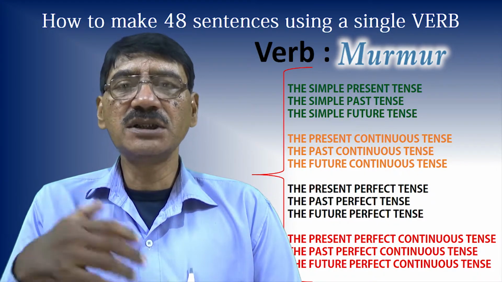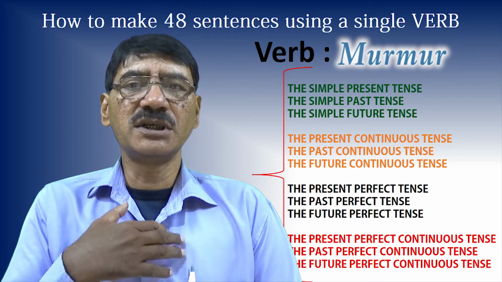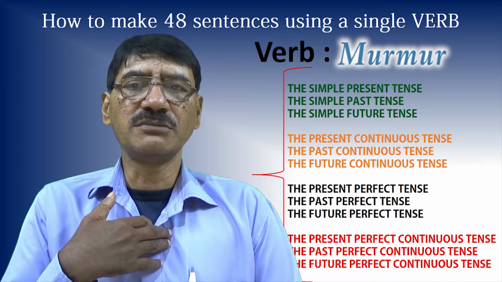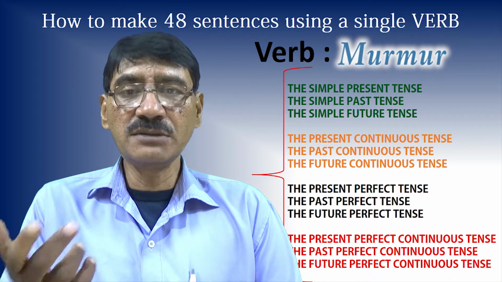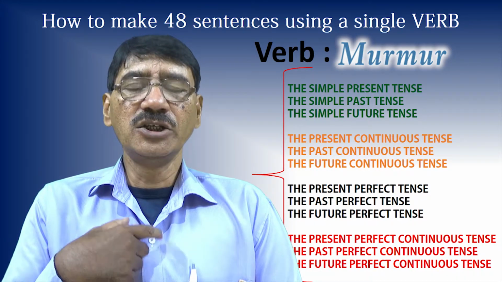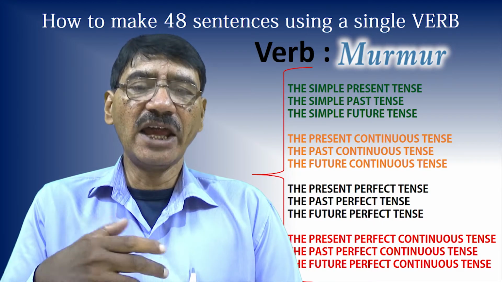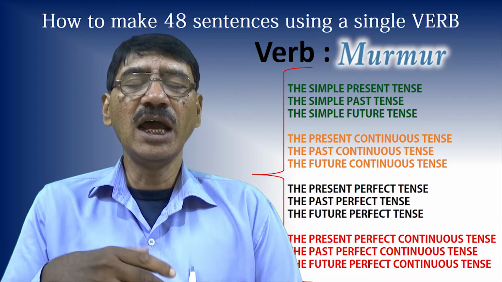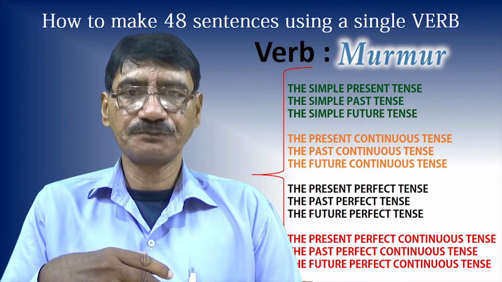You will have murmured a lot. You won't have murmured a lot. Will I have murmured a lot? Won't I have murmured a lot? You have been murmuring a lot. You haven't been murmuring a lot. Have I been murmuring a lot? I'm sorry, I will repeat it once again.